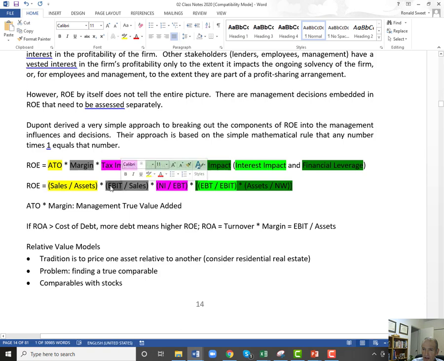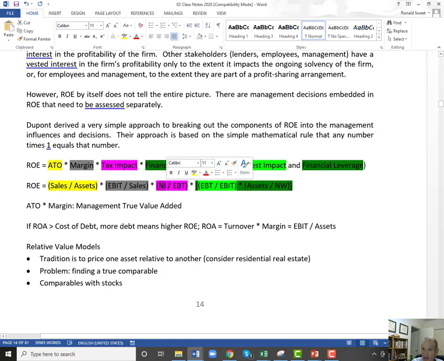Margin, what is margin? Well, there are a few ways we can do margin, but remember one of the margins is EBIT margin. So that's the one I'm using here. Remember, operating margin is usually EBITDA to sales, but we're using EBIT margin in this ratio. So earnings before interest and taxes divided by sales, that's our margin. That's our net margin.